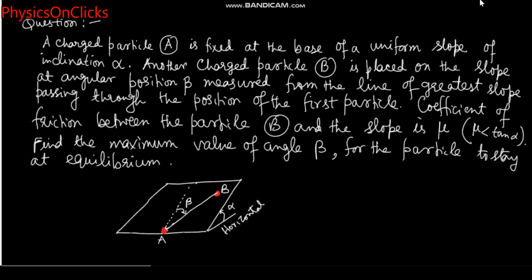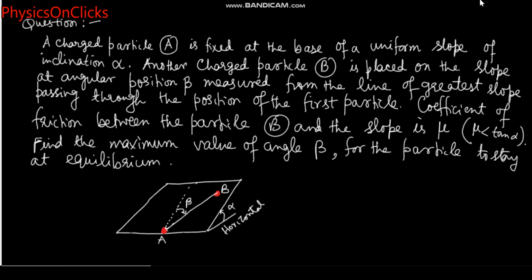Now what we have to do: the coefficient of friction between the particle B and the slope is mu. Mu is less than tan alpha. Find the minimum value of the angle beta for the particle to stay at equilibrium. So the particle B may just slide down. We need to investigate what should be the maximum value of beta for which the particle B stays in equilibrium.